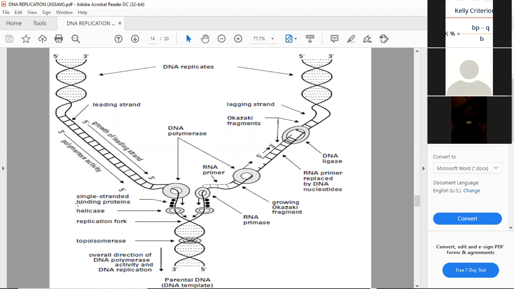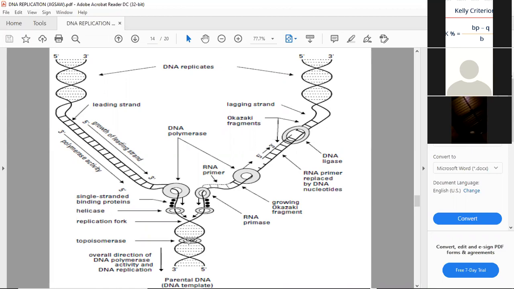Therefore, we need single-stranded binding proteins. These single-stranded binding proteins will thus stabilize the single-stranded DNA strand. So you have single-stranded binding proteins there and single-stranded binding proteins on the other strand, therefore stabilizing the two strands and preventing them from reforming back into a double-stranded DNA. And then we have the topoisomerase enzyme there, which breaks and rejoins double.